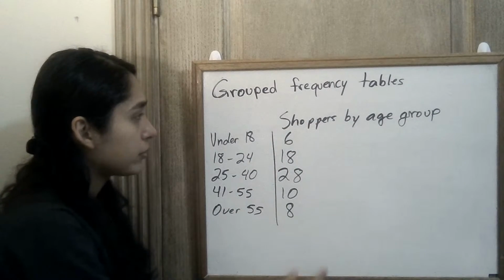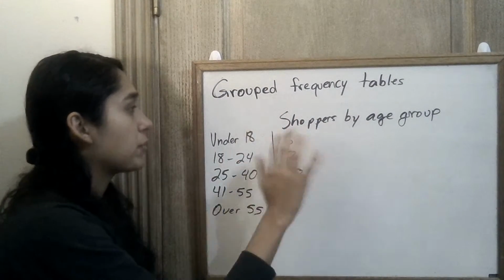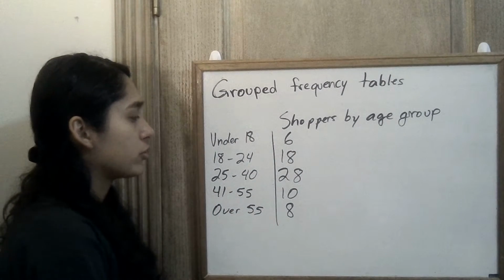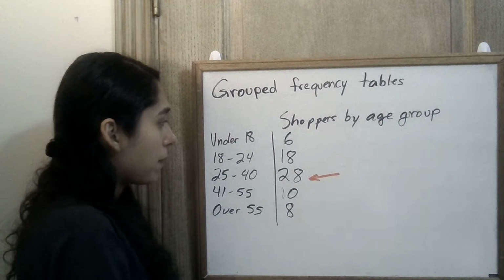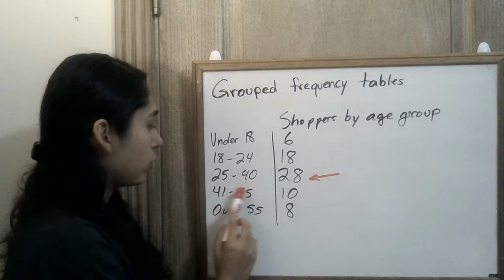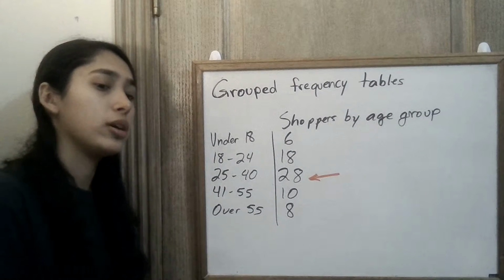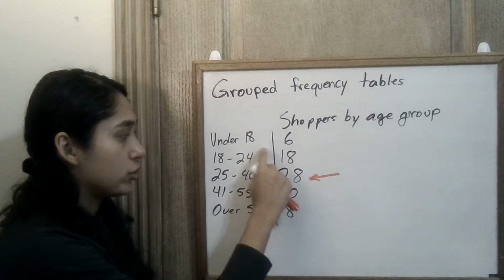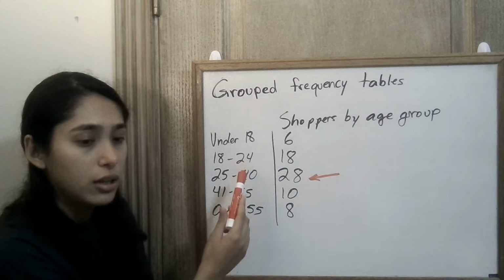So here, now thinking as a mall manager, this is shoppers by age group. Our biggest age group that comes to shop are people that are 25 to 40 years old. And then people around 18 to 24, and then people who are 41 to 55. So let's say I'm gonna try to bring in a new store that's popular mainly with these age groups, not necessarily people who are over 55 or people who are under 18.